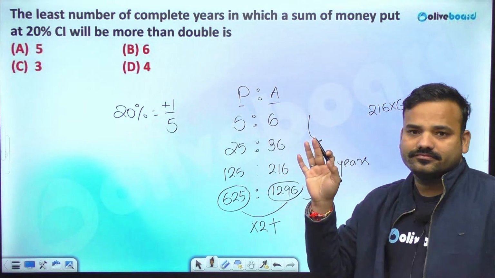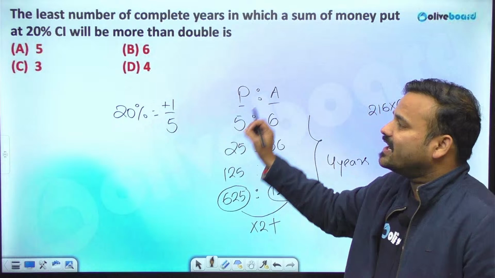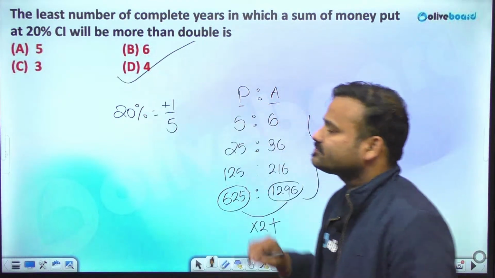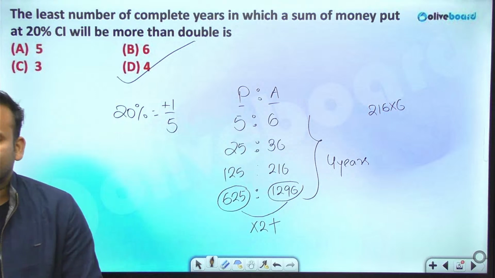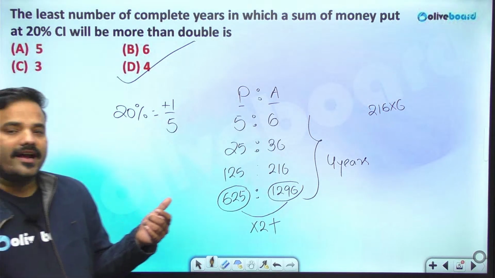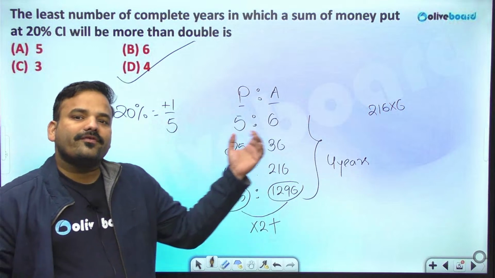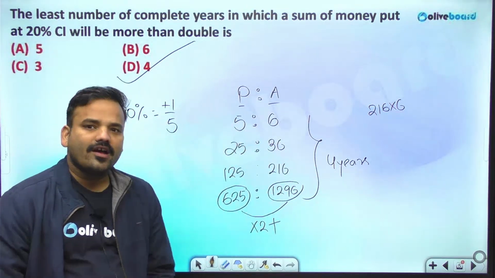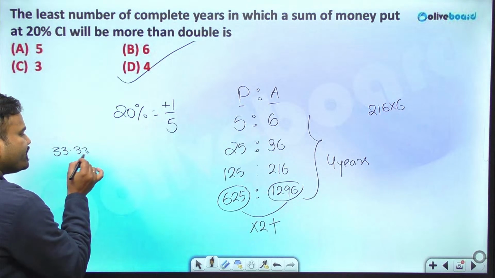any sum, whatever sum it may be, if put at compound interest, it will become more than double of itself. Put any sum at 20% rate of interest, it will become more than double of itself in 4 years. What if a certain sum is put at 33.33% rate of interest?